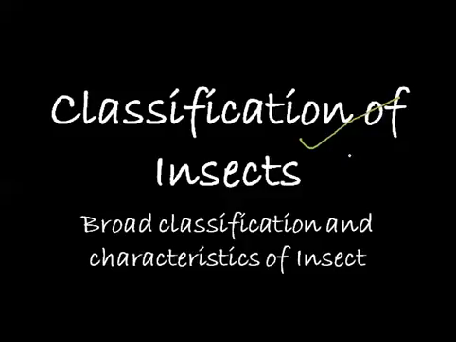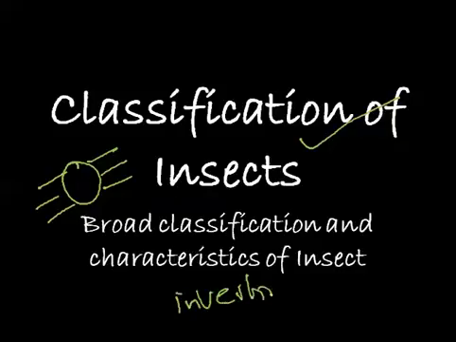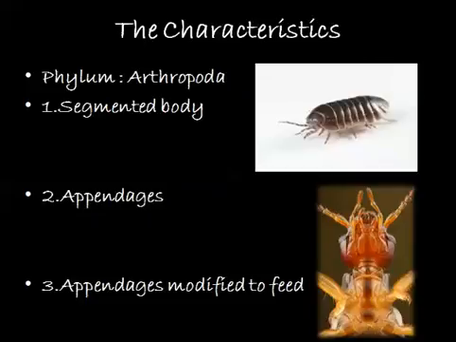Insects basically belong to phylum Arthropoda, which is characterized by three pairs of legs. This insect has one, two, three pairs of legs, and it belongs to the category of invertebrates. We'll go into more detail on the classification of insects. First, we'll see the characteristics of phylum Arthropoda.